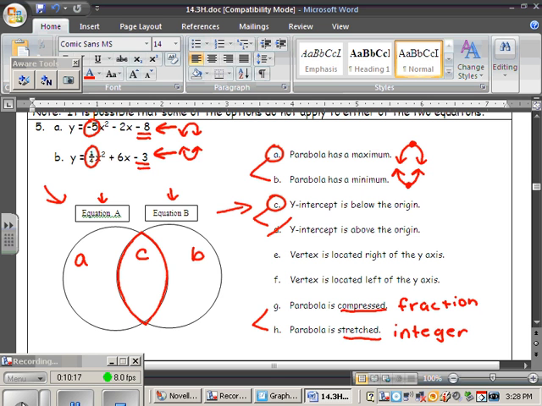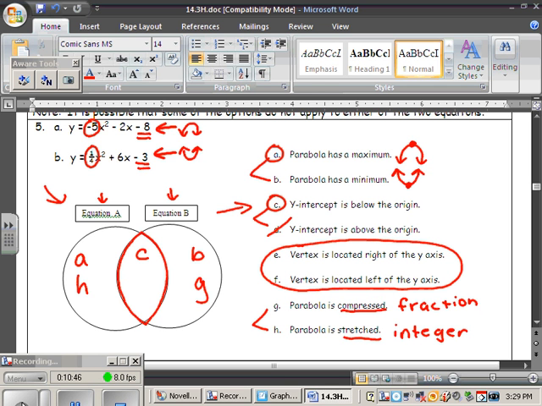Okay, so if you look at equation A, notice there's a -5. Since that's an integer, that's going to be more stretched, so that would be H. So in the first circle for equation A, we're going to put an H. The second equation has a fraction of 1/4, so that's going to be compressed, which means it's going to be wider. So we're going to put a G in equation B's circle, which leaves us with these last two, E and F.